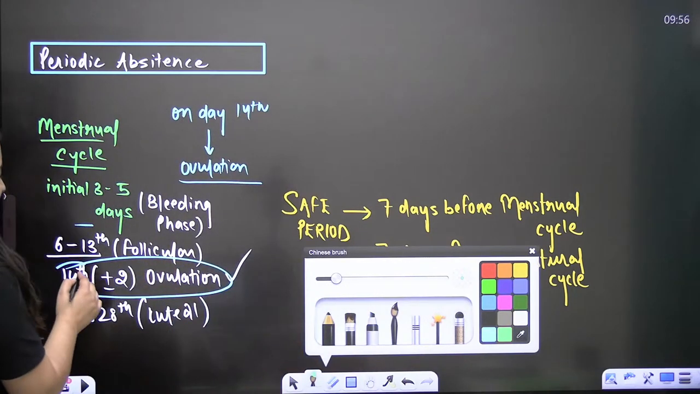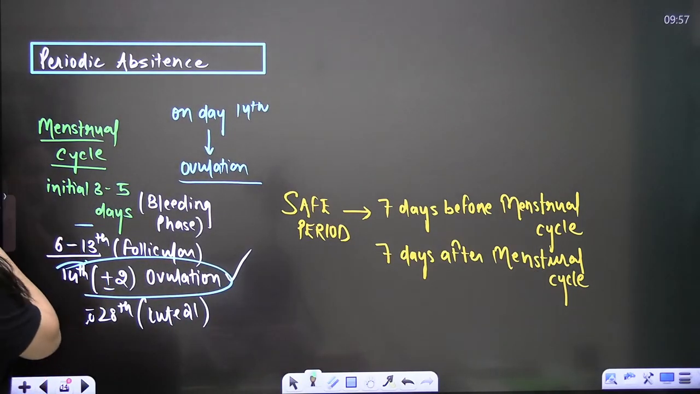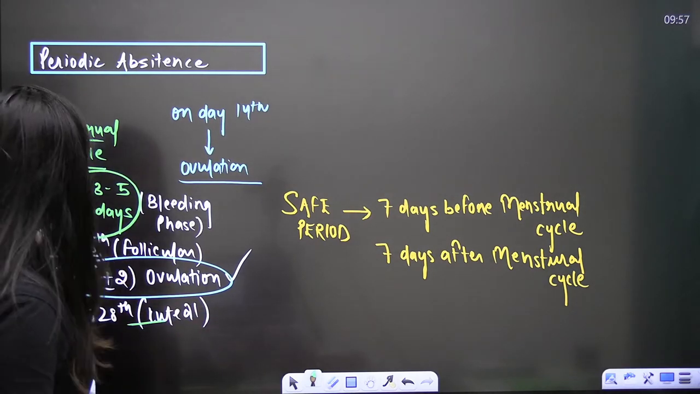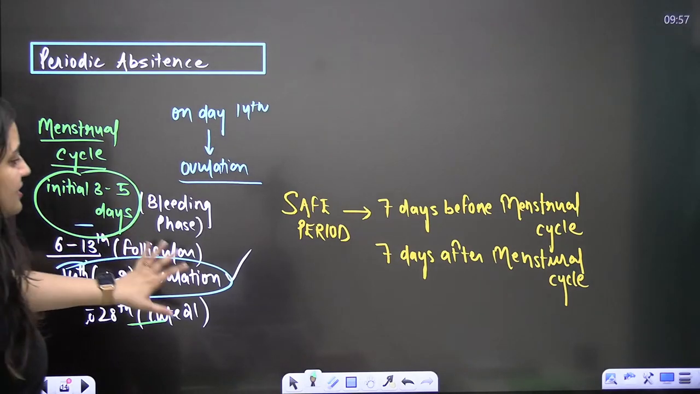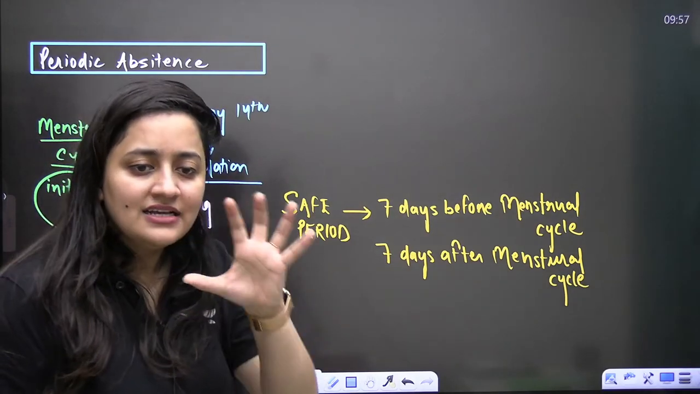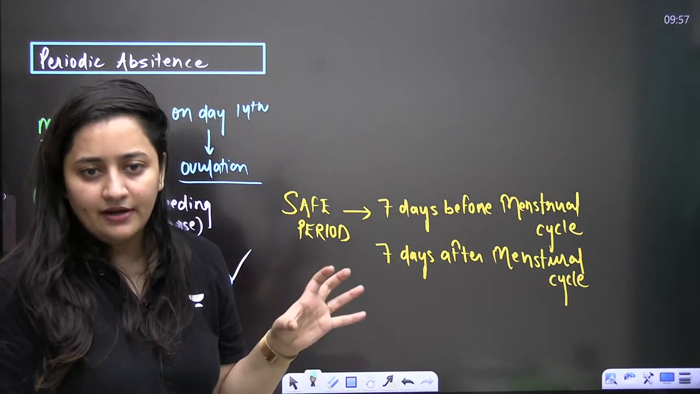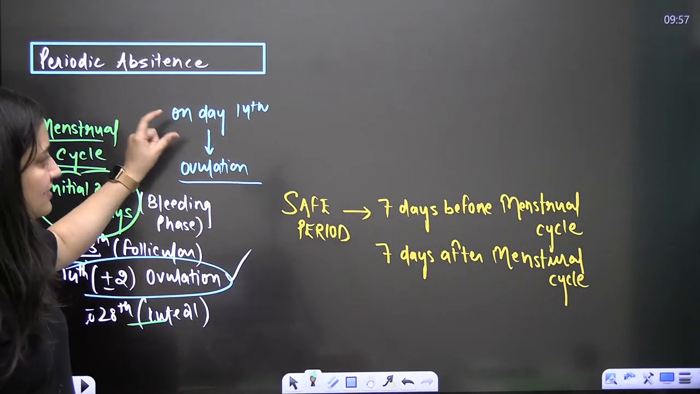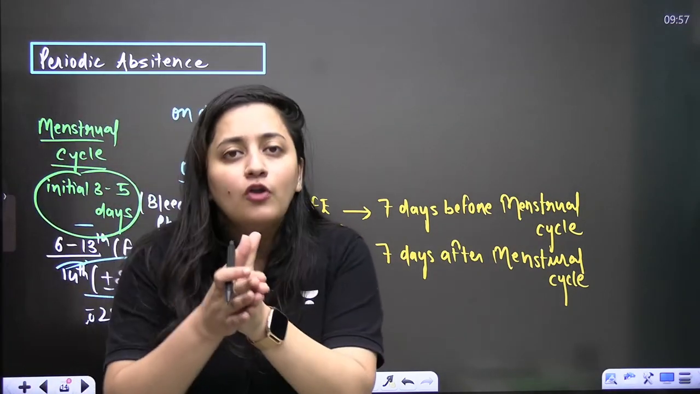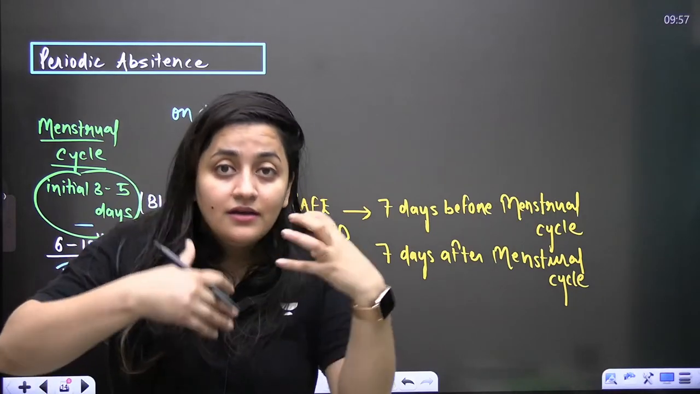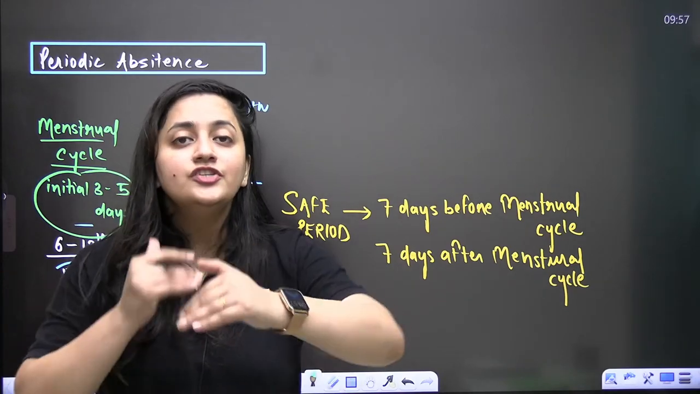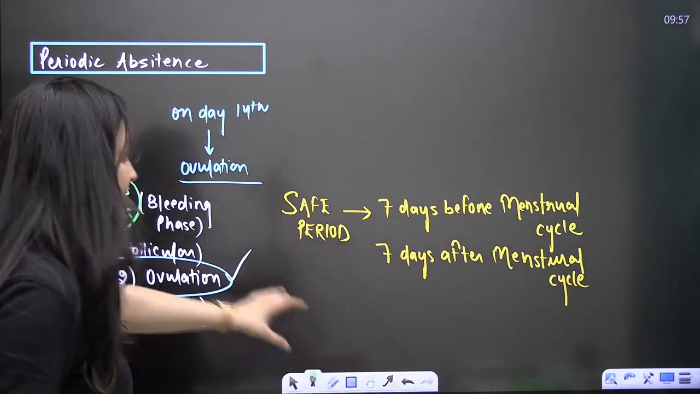How? See, 7 days before the menstrual cycle means the luteal phase, and 7 days after the menstrual cycle means you can consider somewhere in the follicular phase. So this is considered as the safe period. Clear? So this is periodic abstinence, the rhythm method or the safe method. Obviously, to follow this method, the female should know about her menstrual cycle, the exact dates. Then only she can calculate and they can avoid sexual intercourse during the fertile period.